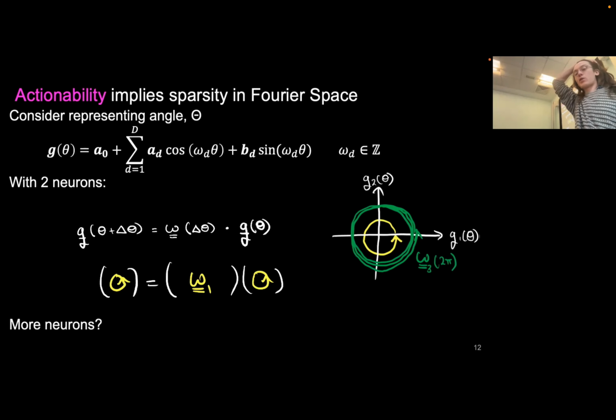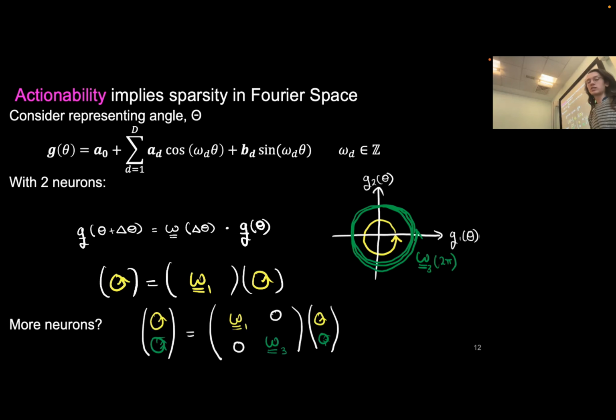Now, the question is, if you had more than 2 neurons, what would the situation be? Well, it turns out for 4 neurons, you just stack the 2x2 solutions. So in the 4D space, you've got one plane where your neural activity is doing 1 loop as the angle loops, and another plane where the neural activity is doing 3 loops as the angle loops. And these matrices obey the same rules composed together as the individual blocks do on their own.